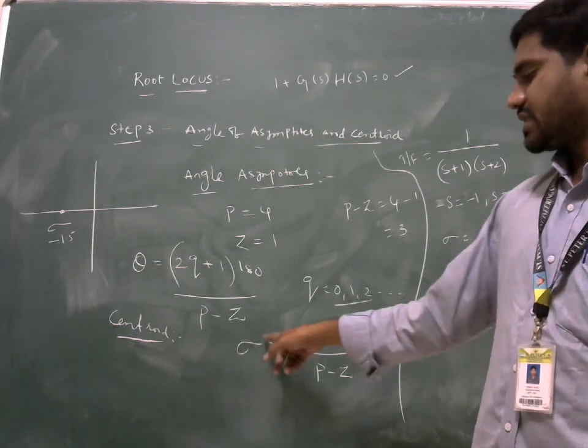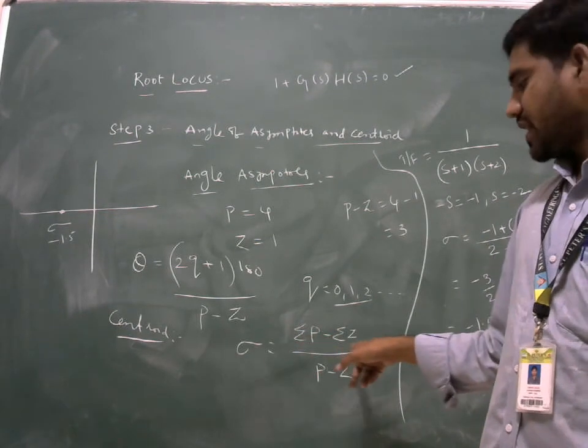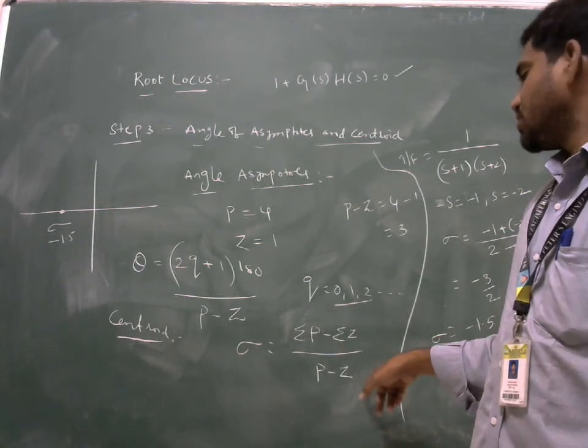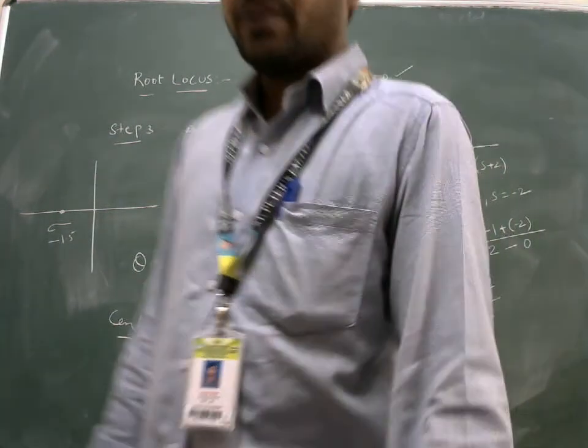Similarly, the centroid formula is summation of poles minus summation of zeros by number of poles minus number of zeros. We need to take this and apply it. Thank you. In the next class, we will discuss some other topics.